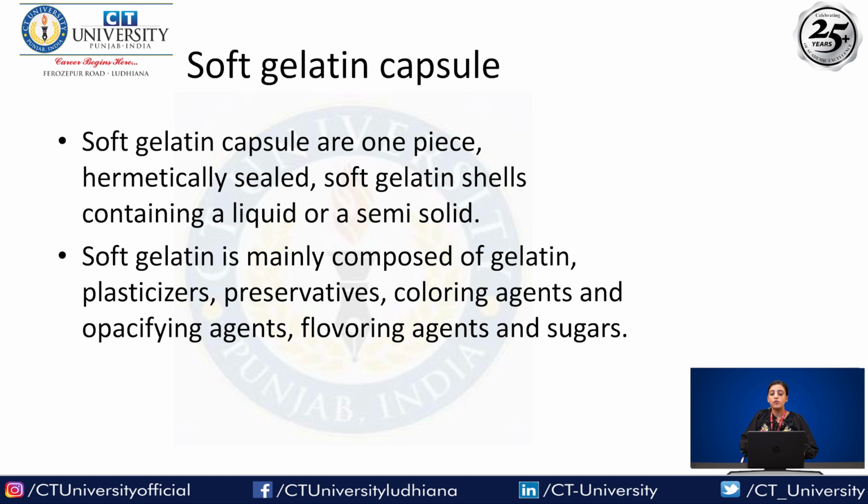Soft gelatin is mainly composed of gelatin, plasticizer, preservatives, colorings, opacifying agents, flavoring agents and sugar. In this we can enclose our liquid, semi-solid and suspension materials, hermetically sealed and given as a single unit dosage form. There are different applications for the soft gelatin capsule: it is an oral dosage form and it can also be given as a suppository dosage form.